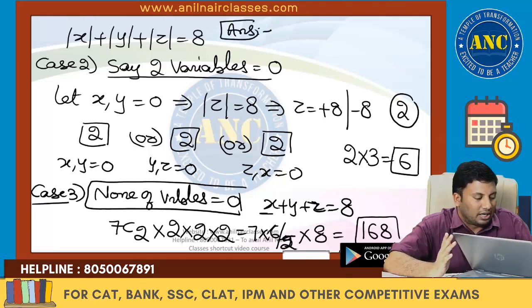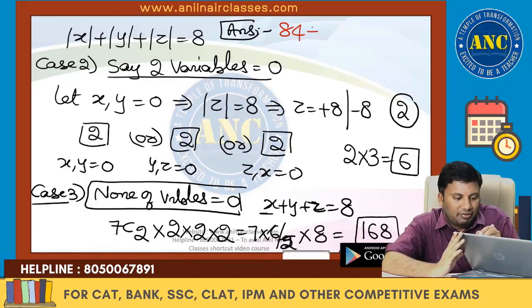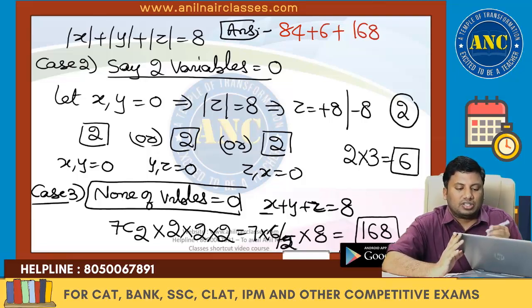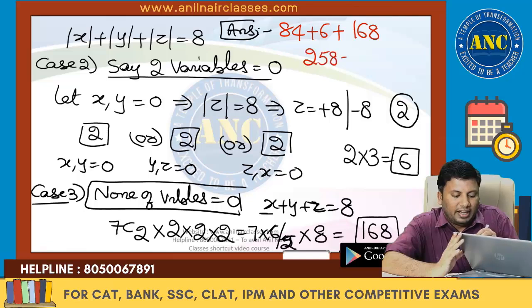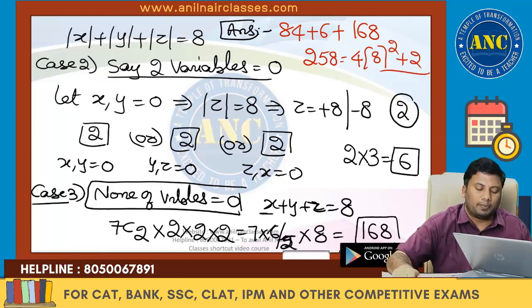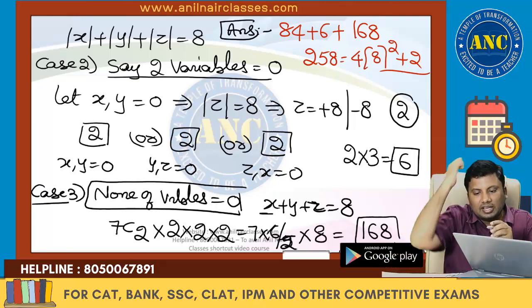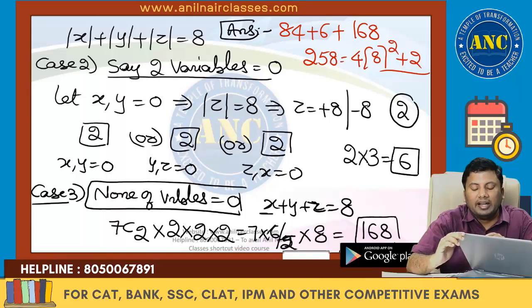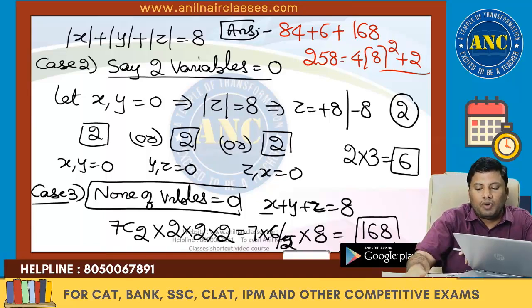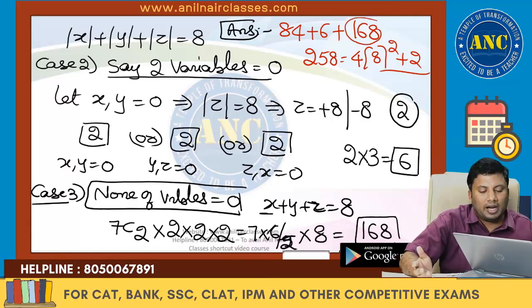So what will be the answer? Case 1 it is 84. Case 2 it is 6. Case 3 it is nothing but 168, which is 258, which is nothing but 4 into 8 square plus 2. How did I get this? If you add these, 84 plus 6 is 90, plus 168. Here you take 4 common and you derive it.